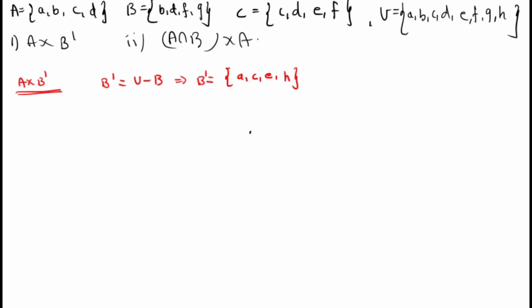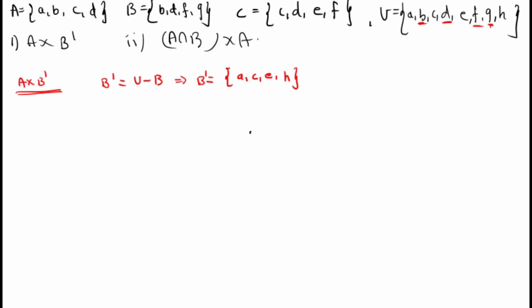Okay, you studied how to calculate the difference of sets, right? U minus B means elements of U which are not in B. B, D, F, G, 4 elements are there, right? So write the remaining elements. Okay, so see 1, 2, 3, 4, 5, 6, 7, 8. You can write A, but B, D, F, and G is not possible to write. So write the remaining elements A, C, E, and H.